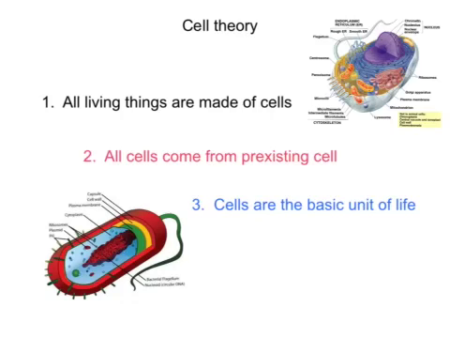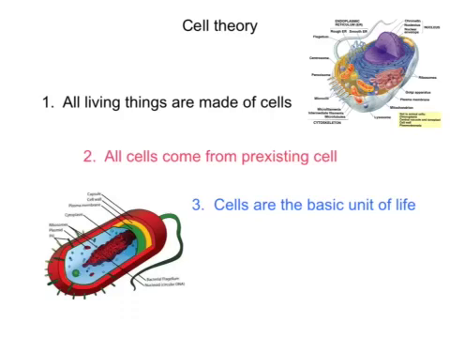Okay, so let's start with the concept of cell theory. Cell theory basically has three parts: that all living things are made up of cells, all cells will come from pre-existing cells, and that cells are the basic units of life. In that sense, you cannot break a cell down any further than it already is.